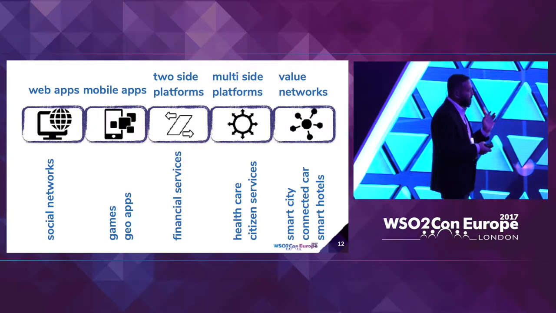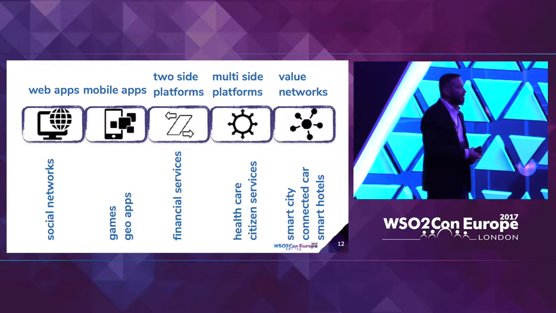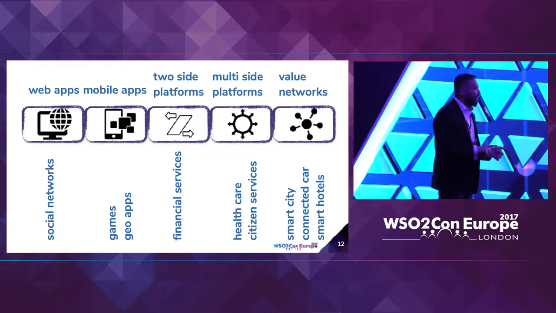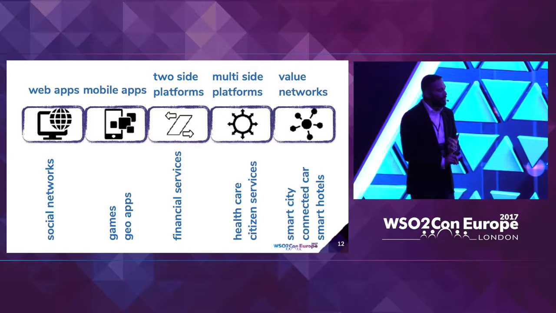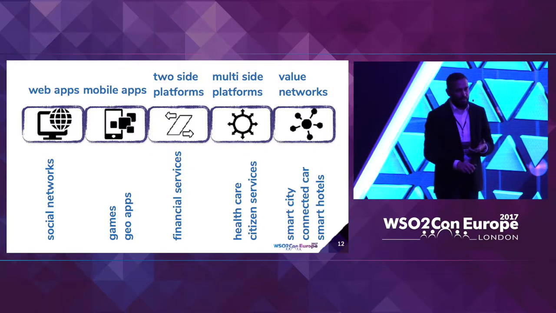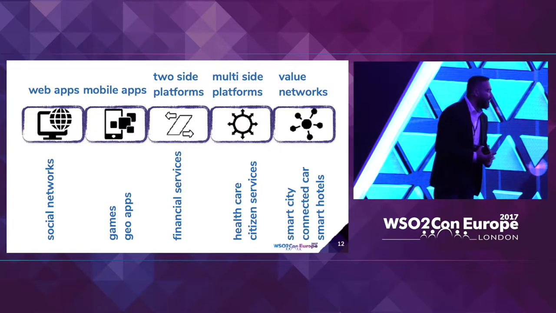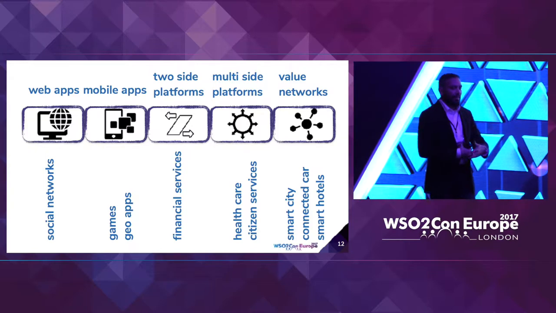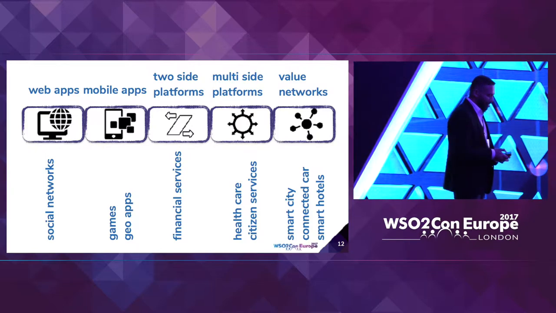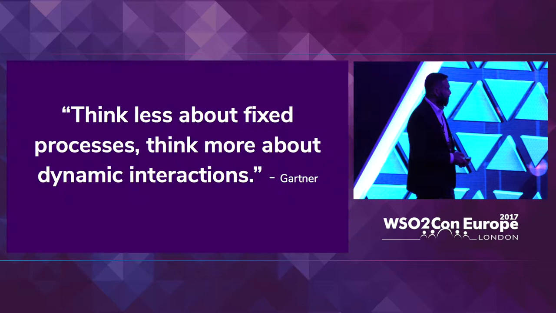Then the multi-site platforms come, like healthcare, because you need to connect to multiple systems to provide information. It has to connect to the patient data, has to connect to the insurance data, and so on and so forth. And then even a citizen service will connect to various government services and provide information for a citizen. Then we get value networks, where smart cities, connected cars and smart hotels connect to a lot of different types of ecosystems and provide information for you. So that is how the applications are categorized and connect with different types of networks.